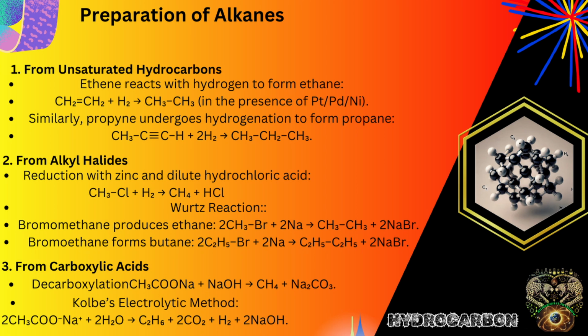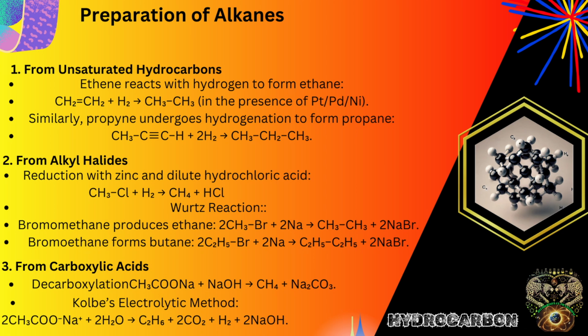Alkanes can also be prepared from alkyl halides in 2 ways. Reduction with zinc and dilute HCl: alkyl halides react with zinc and HCl to form alkanes. For instance, chloromethane reacts to form methane. Wurtz reaction: in this reaction, 2 alkyl halide molecules react with sodium metal in dry ether solution to form a higher alkane. For example, bromomethane produces ethane and bromoethane forms butane.